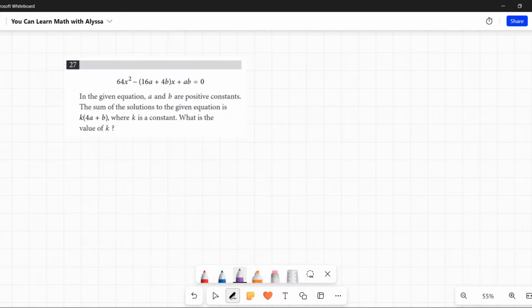We start with 64x squared minus (16a plus 4b) times x plus ab equals 0. In the given equation, a and b are positive constants. The sum of the solutions to the given equation is k times (4a plus b), where k is a constant. What is the value of k?